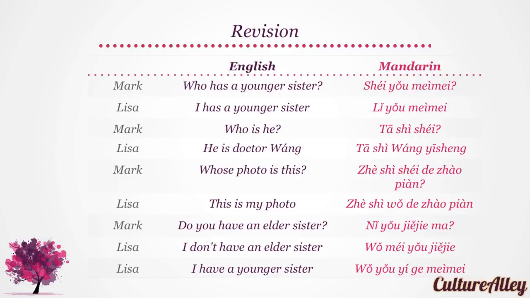Here's how the conversation would go in Mandarin. 谁有妹妹? 李有妹妹。 她是谁? 她是王医生。 这是谁的照片? 这是我的照片。 你有姐姐吗? 我没有姐姐，我有一个妹妹。 Excellent. Let's move on.